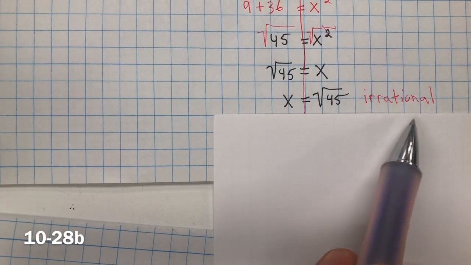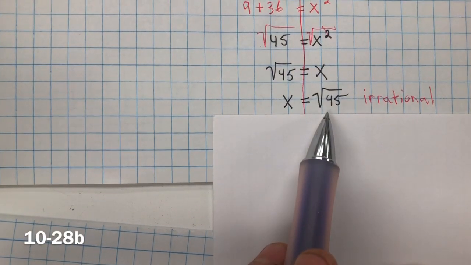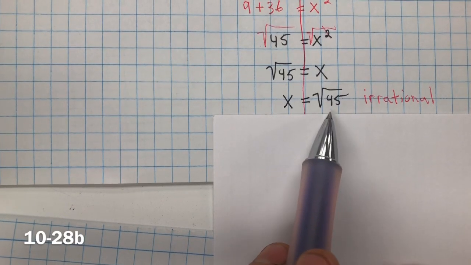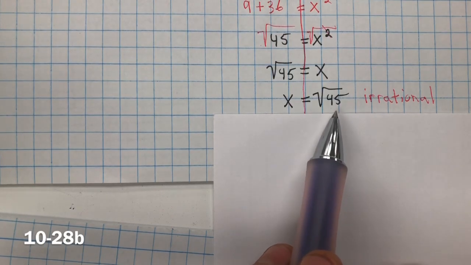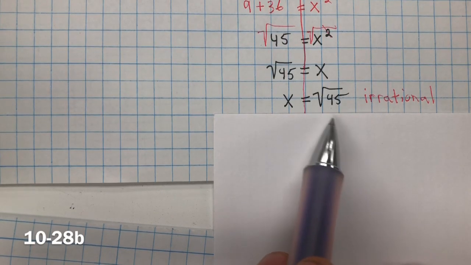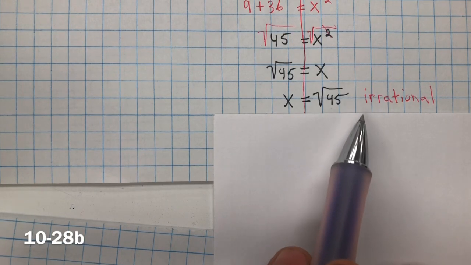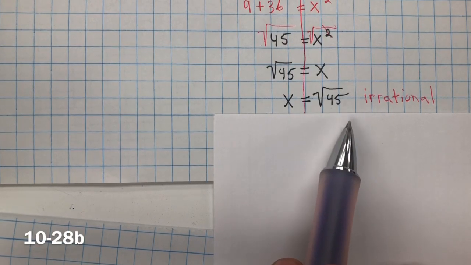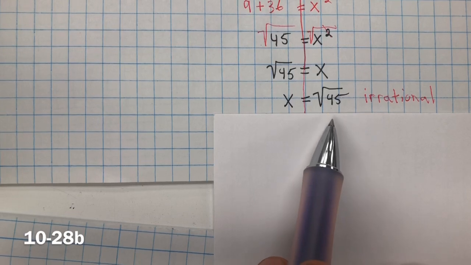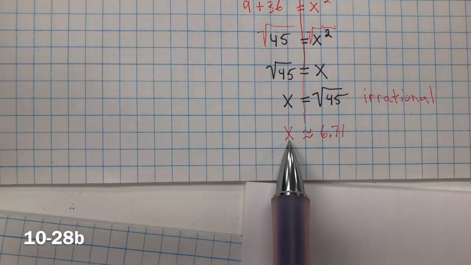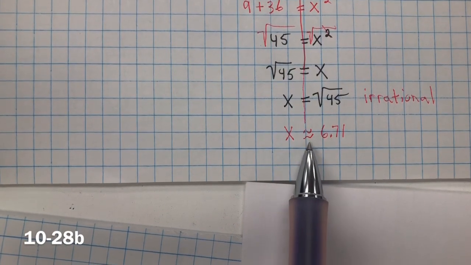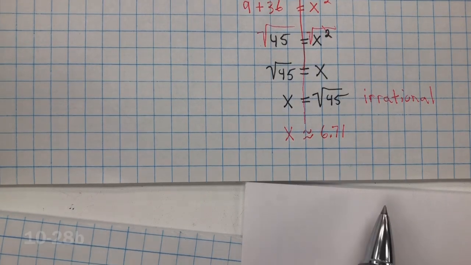This is an irrational number. The reason why it's irrational is because it's not a perfect square. Remember, perfect squares are, the square root of 100 is 10, because 10 multiplied by 10 equals 100. There's no number that you can multiply by itself to get 45. So it's irrational. It'll go on forever without repeating or terminating. The approximate value is x equals approximately 6.71.